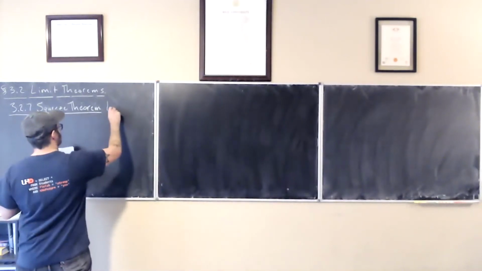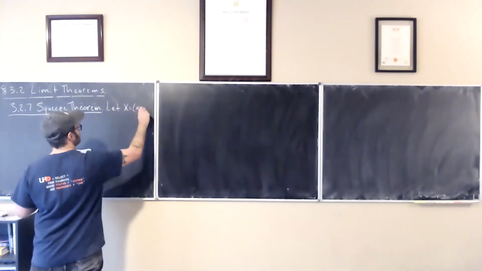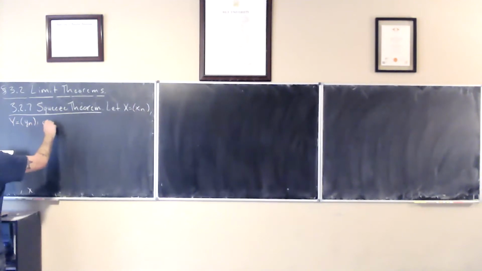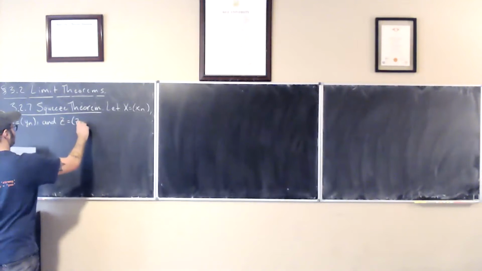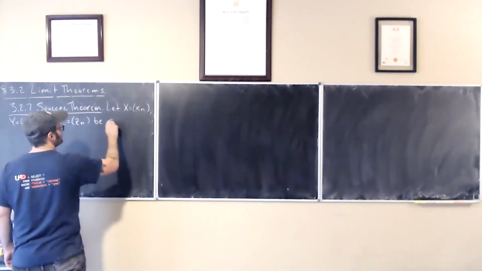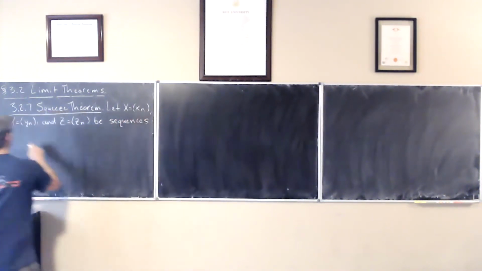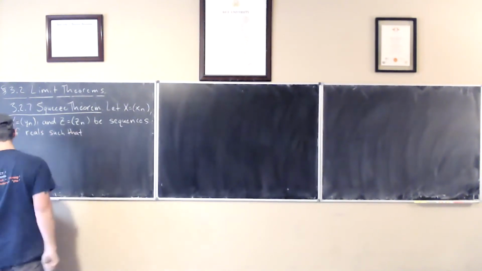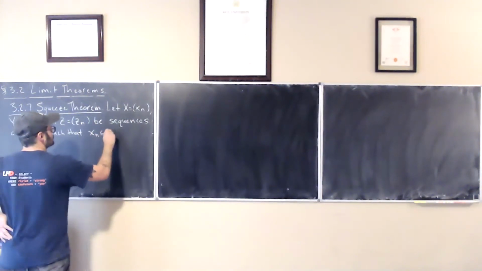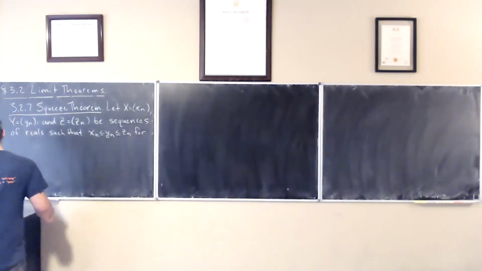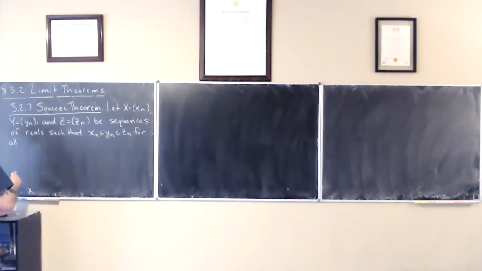So let x be that, y be this, and z be this, sequences of reals such that xn is at most yn, which is at most zn, for all naturals n. Okay.